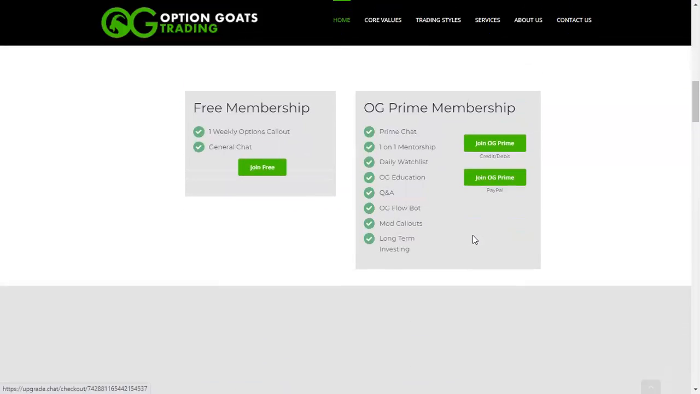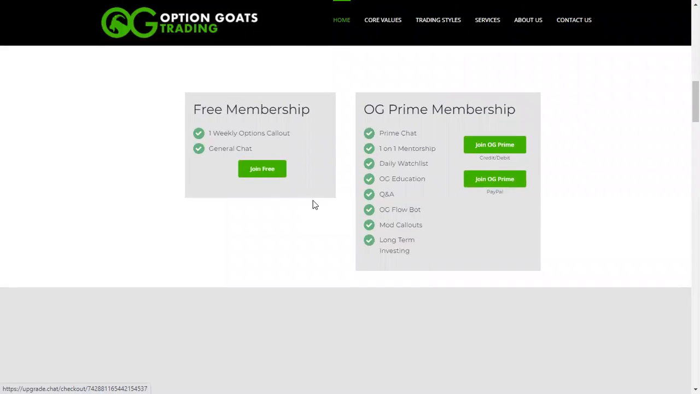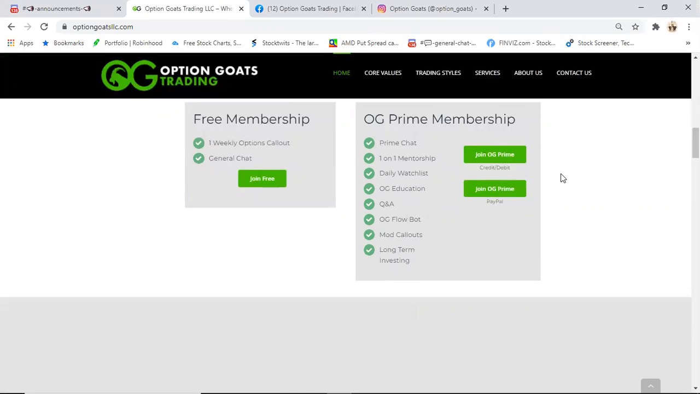And down here, we show two different types of plans that we have through our company. One is the free membership, which takes you to the free chat. You get one weekly call out free, and then you get the general chat. If you do the OG Prime membership, you get the Prime chat, the one-on-one mentorship, watch list, OG education, Q&A, OG Flowbot, the mod callouts, and the long-term investing expertise. You can sign up through LaunchPass or through Upgrade Chat. Upgrade Chat does use PayPal, so I just want to make sure I bring that up to you.